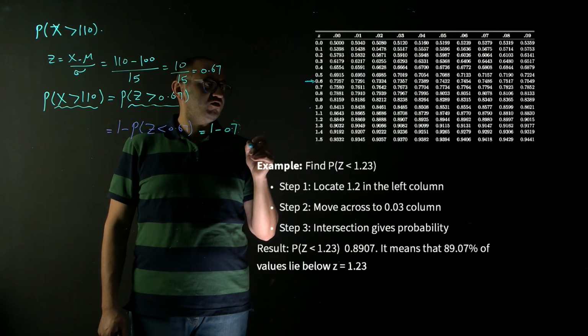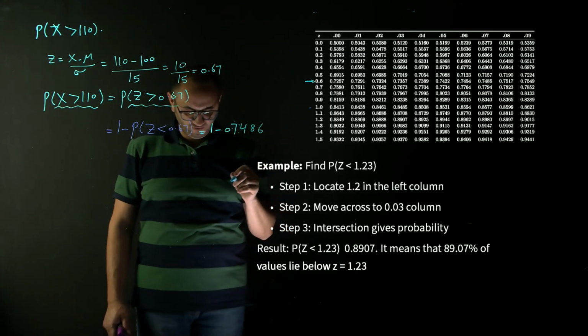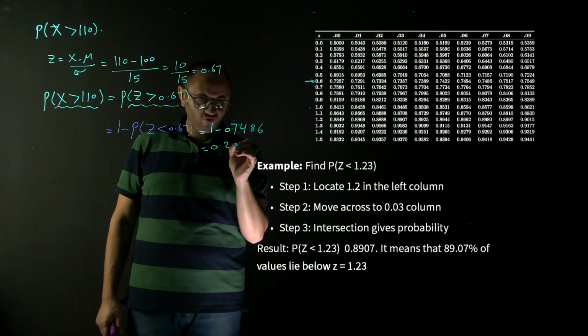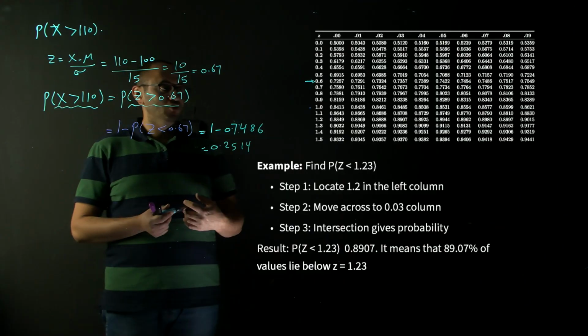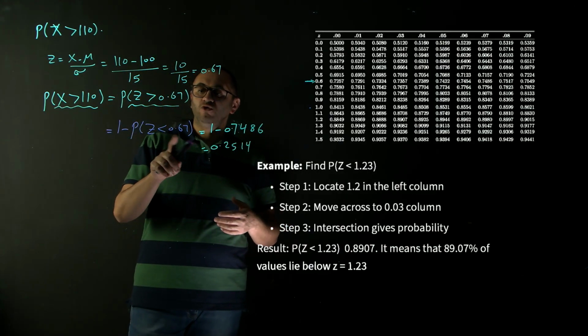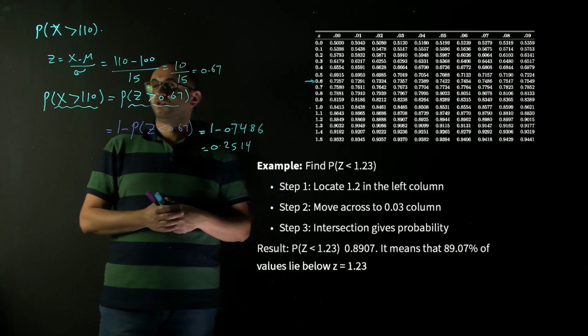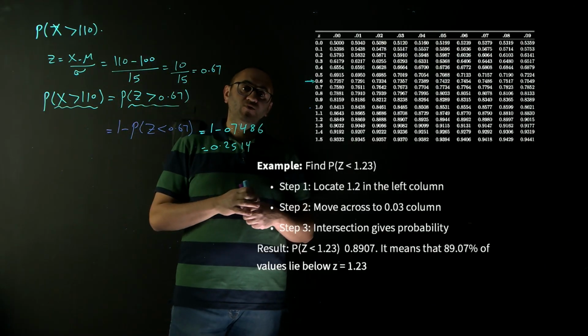Actually, not 7486, right? 7486. So the answer is about 0.2514. So this is the probability below z equals 0.67. All right, so again, this is how we calculate any probability.